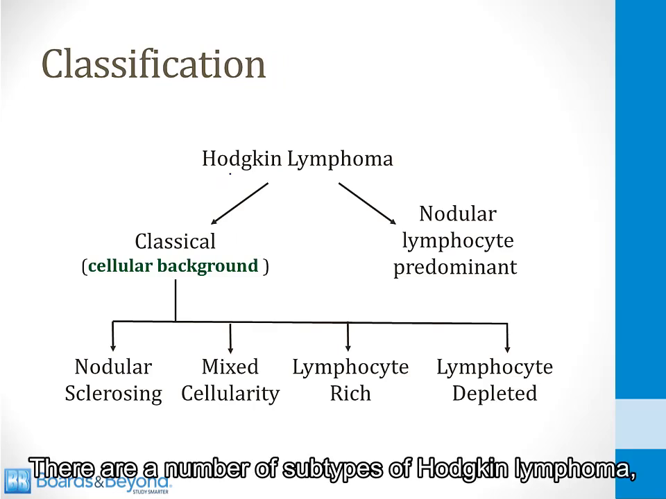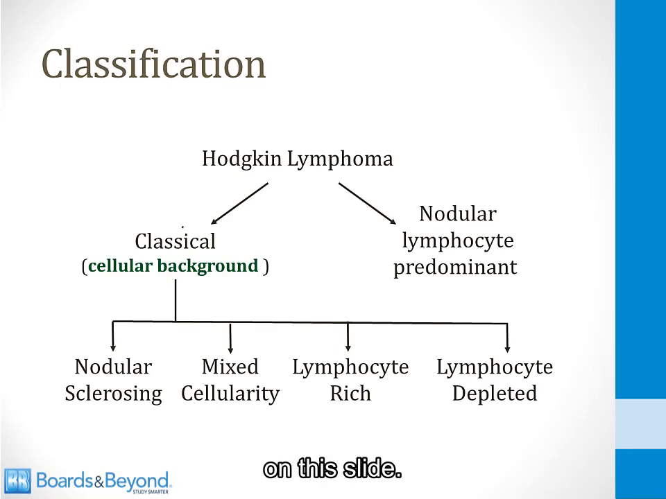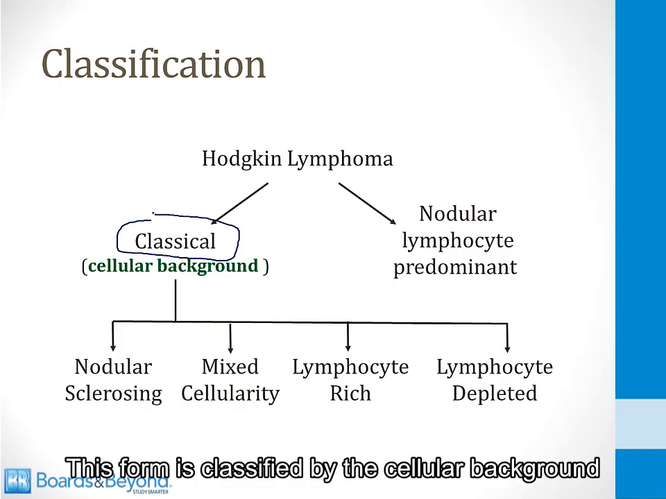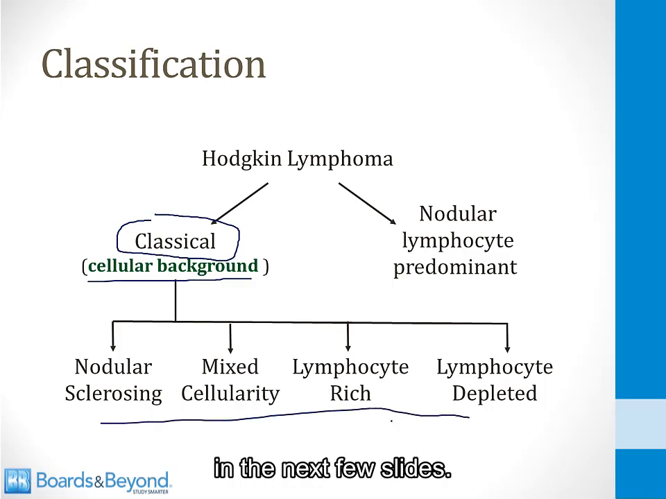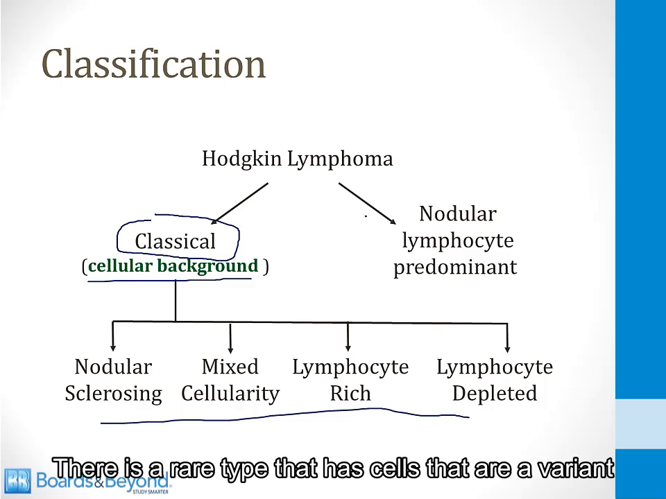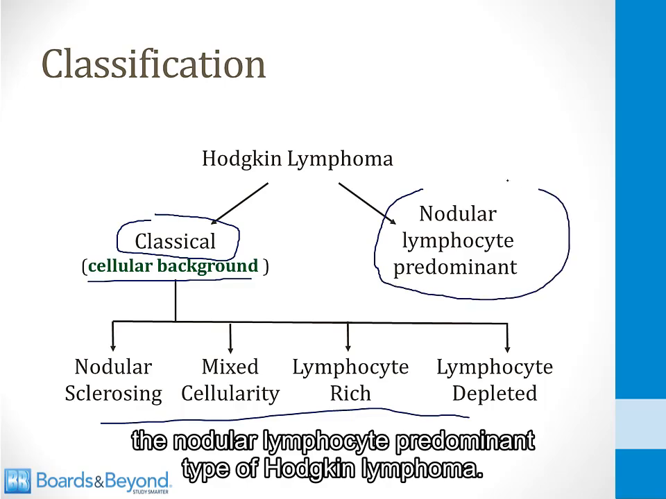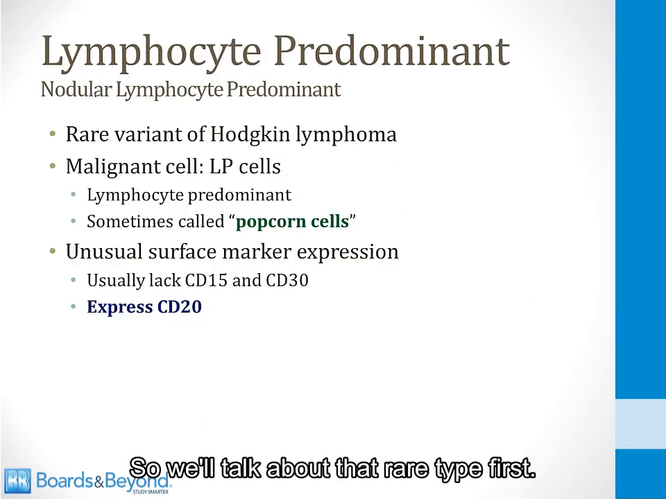There are a number of subtypes of Hodgkin lymphoma, and I've shown you the way they are classified on this slide. Most patients have the classical form of Hodgkin lymphoma. This form is classified by the cellular background surrounding the Reed-Sternberg cells, and we'll talk about all four of these types in the next few slides. There is a rare type that has cells that are a variant of Reed-Sternberg cells, and that's called the nodular lymphocyte predominant type of Hodgkin lymphoma. So we'll talk about that rare type first.